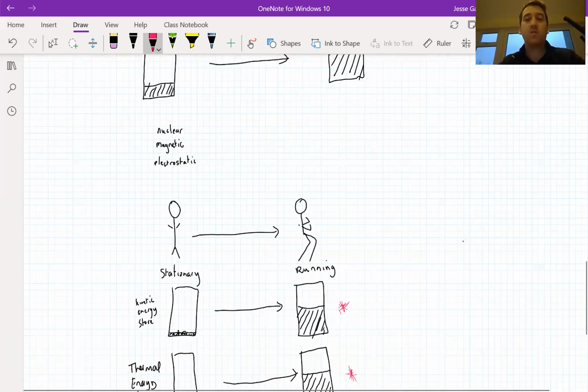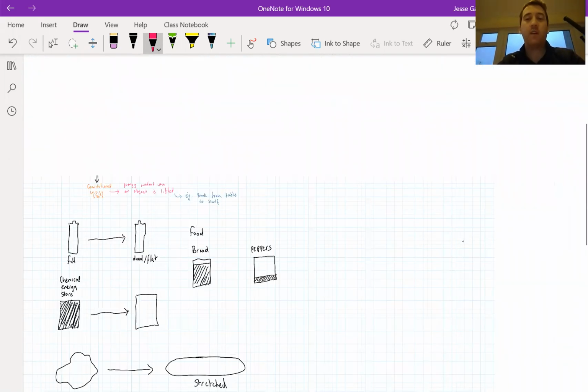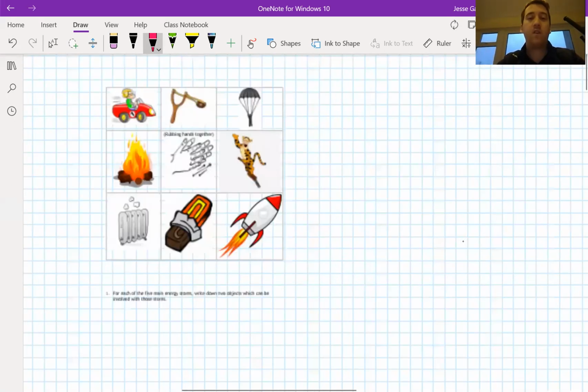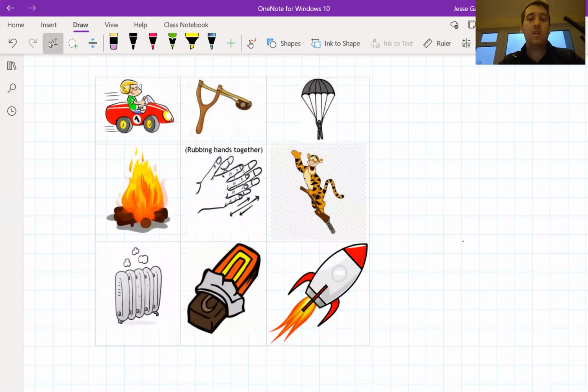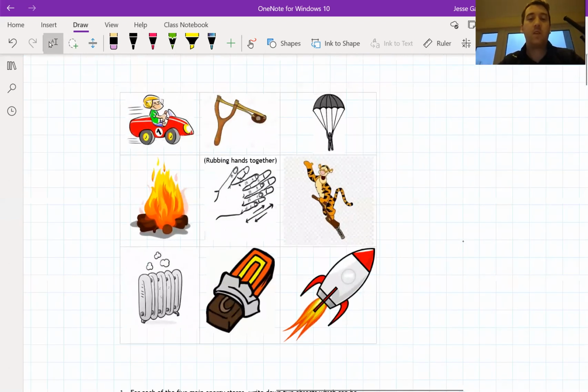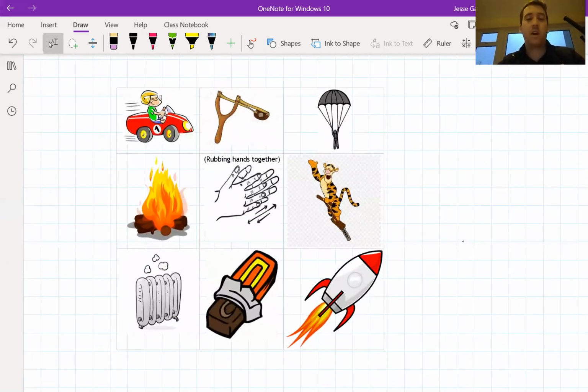All right, it's time to do some practice now. Okay, so what I have here is I have for you guys 9 pictures here. Okay, I'm hoping you can make out what they all are. Sometimes people are confused about this one. This is a chocolate bar. Okay, just if it's not clear what it is.